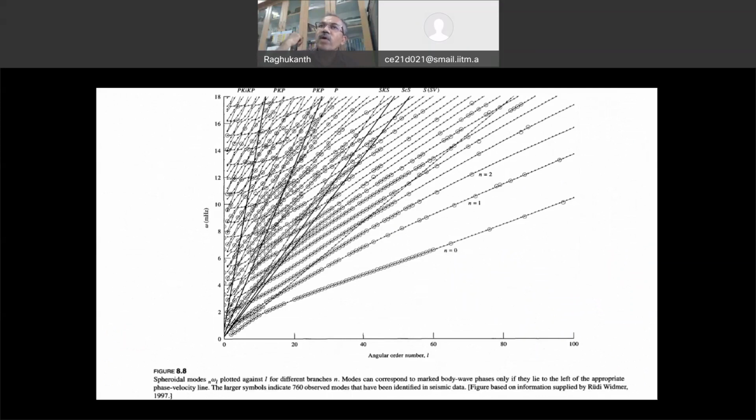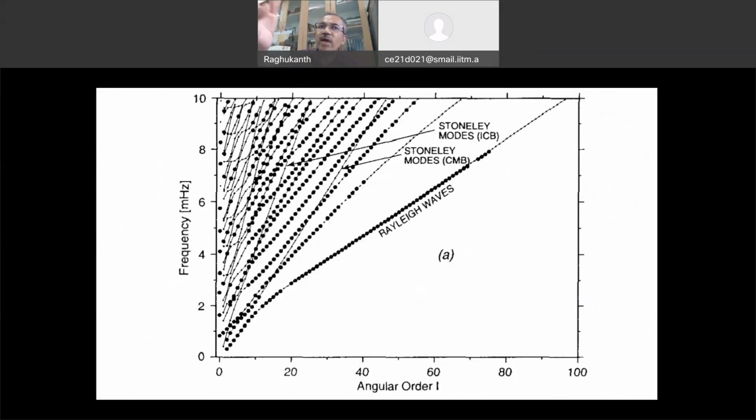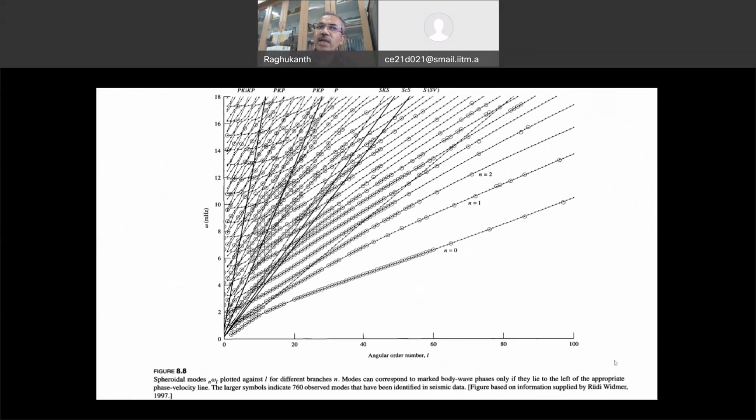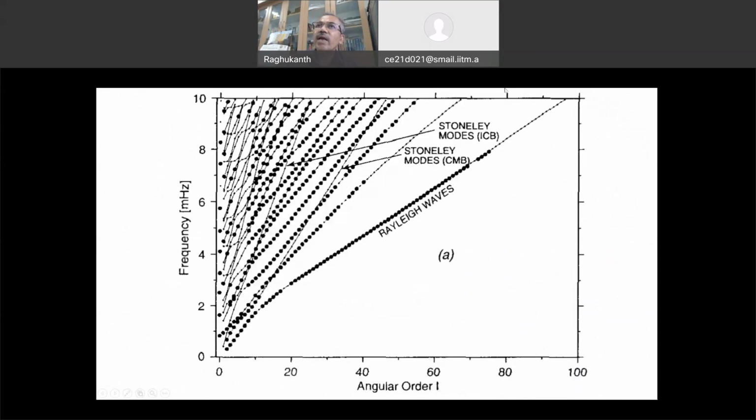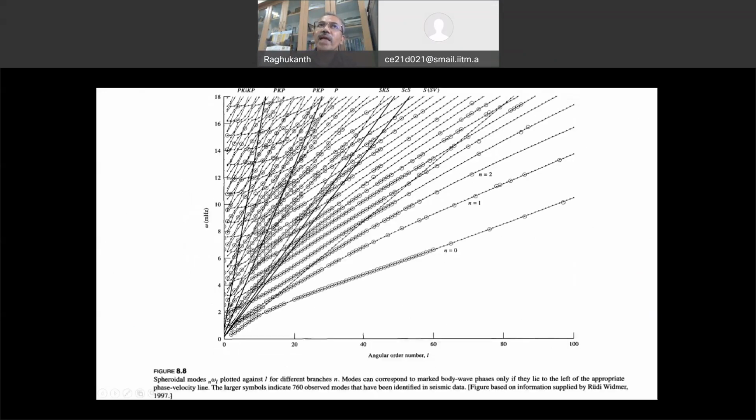From this type of graph, you can identify the material properties and get all these details. This is for the spheroidal modes, and you can easily identify the first one: this is our Rayleigh waves, n equal to zero. Same graph only. And these are like Stoneley modes. Stoneley modes means these waves are coming from the core-mantle boundary and the inner core boundary. Like I told you, PKIKP. So these are all the boundaries.